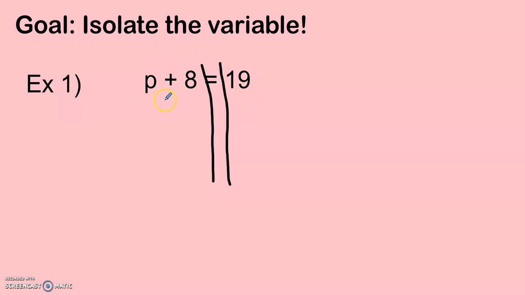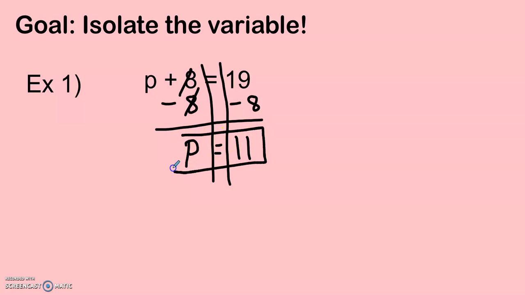So here, if I know that I want to isolate this variable, or get it all by itself, I know I need to undo positive 8 or do the opposite of it, which in this case is negative 8. So we're going to subtract 8 from both sides. Over here, our 8's cancel out. 8 minus 8 is 0, so those are gone. We're left with p. Bring down our equal sign. And then 19 minus 8 is 11. So we get p equals 11.